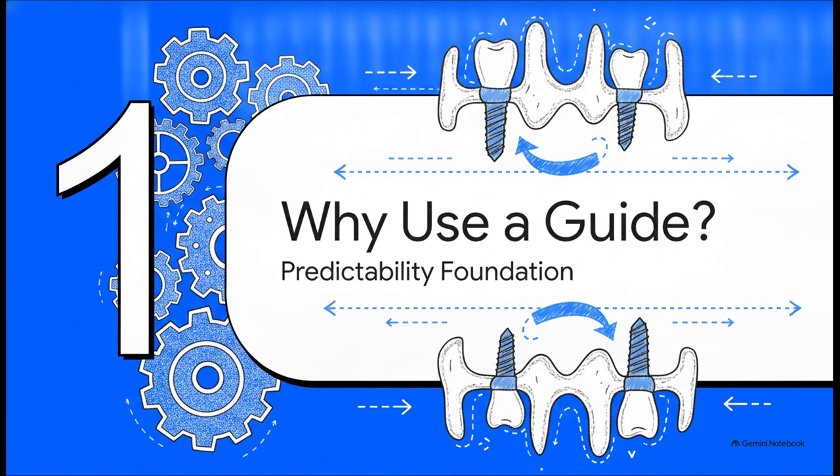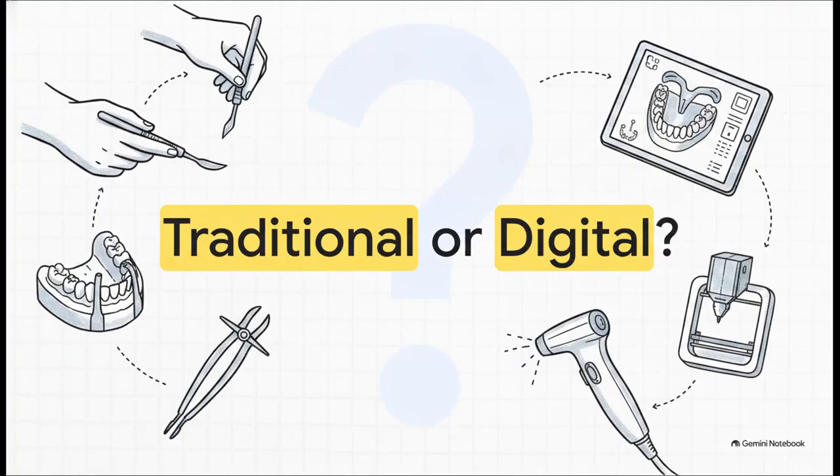Okay, part 1. Why use a surgical guide? The foundation of predictability. Precision is literally everything in dental surgery, so it really begs the question for practitioners today. Are you going to rely on traditional manual methods, or is it time to fully embrace digital innovation for your guides? As technology keeps evolving, dental professionals are facing this choice more and more. Both approaches are trying to solve the exact same complex anatomical puzzle. They just take completely different paths to get there.